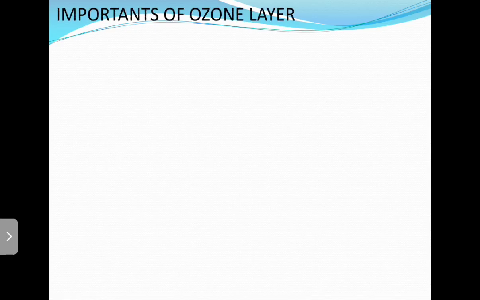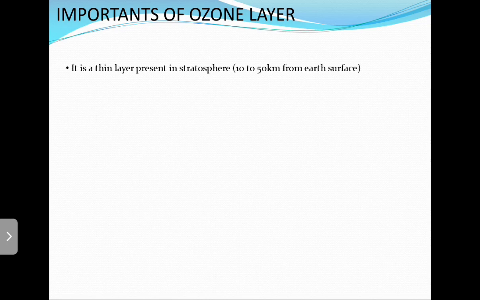Importance of the ozone layer. What is the importance of the ozone layer? As I said, the ozone layer is basically a thin layer present in the stratosphere, and the stratosphere range is 10 to 50 kilometers from the earth's surface. So basically this ozone layer is covering the earth and prevents ultraviolet radiation from reaching the earth.